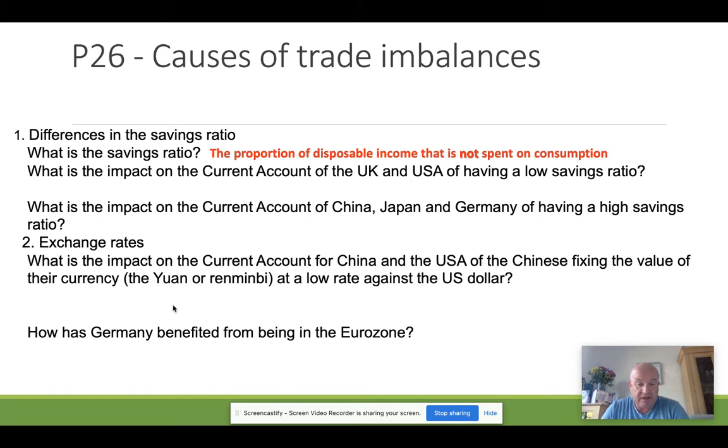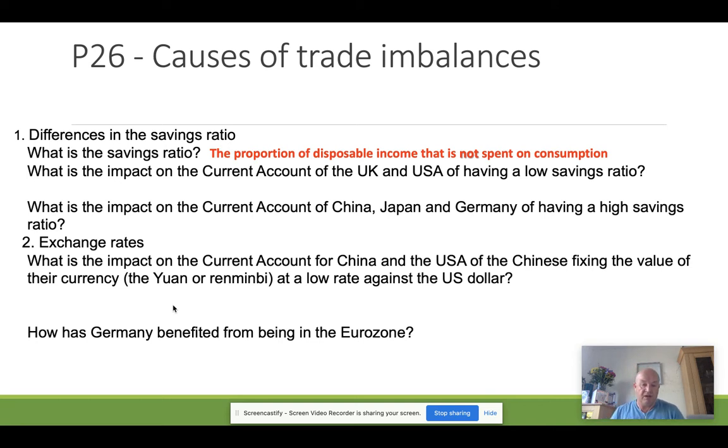Okay, so clearly if we have a very high savings ratio, that means that we might have plenty of disposable income within our economy, but individuals choose not to spend that on consumption. So one could argue that must mean that we've got a high marginal propensity to save. MPS must be at a high level.